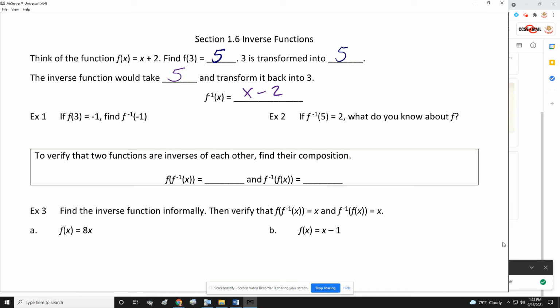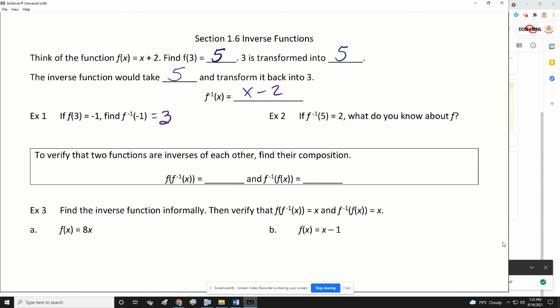All right, so I have a couple of examples where we know some information and we can find other information. So if f of 3 is equal to -1, it takes 3 and turns it into a -1. Then we can find f inverse, that's the inverse notation, f to the -1. It would take the -1 and turn it back into a 3. And then f inverse of -5 is 2. What do you know about f? It means that the original function took 2 and turned it into -5. And those are just random functions I made up.